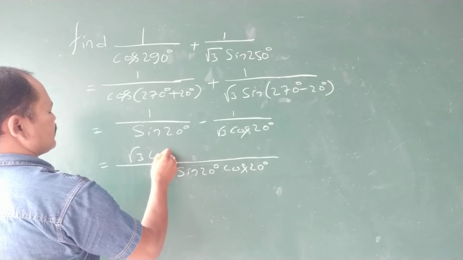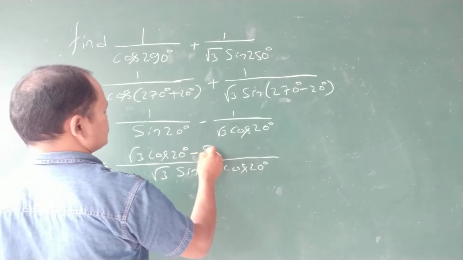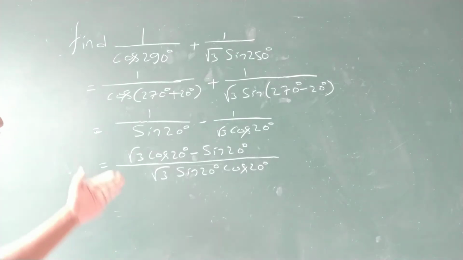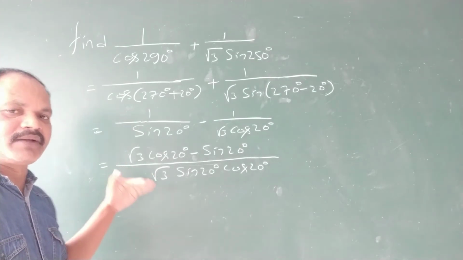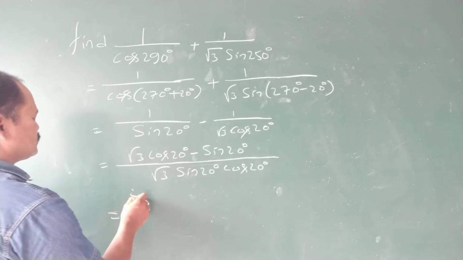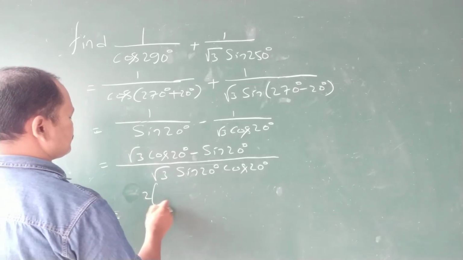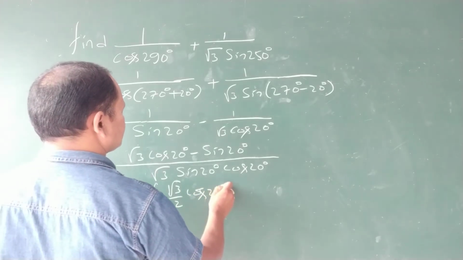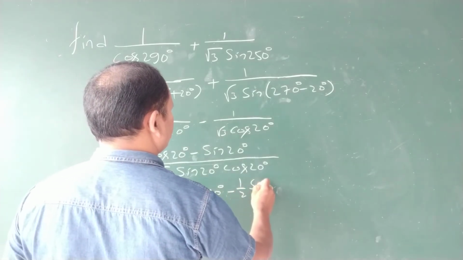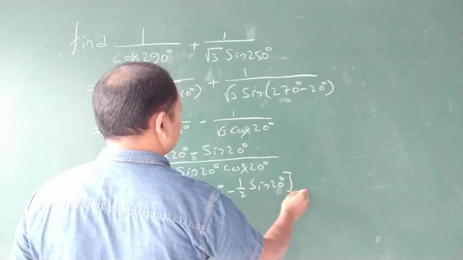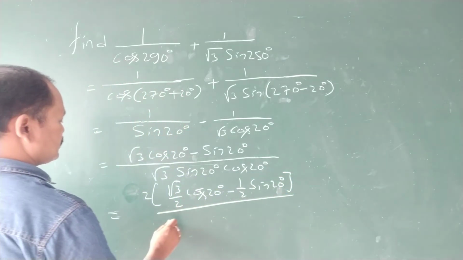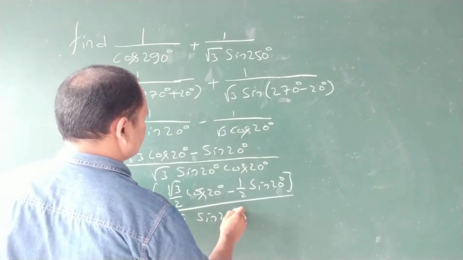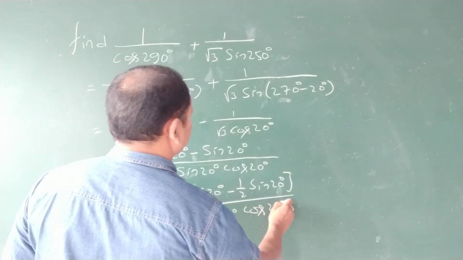So root 3 cos 20 degrees minus sin 20 degrees. Have you clear? Again for this, divide and multiply by 2. So 2 times of the same process: root 3 by 2 cos 20 degrees minus 1 by 2 sin 20 degrees, whole by root 3 times of sin 20 into cos 20 degrees.